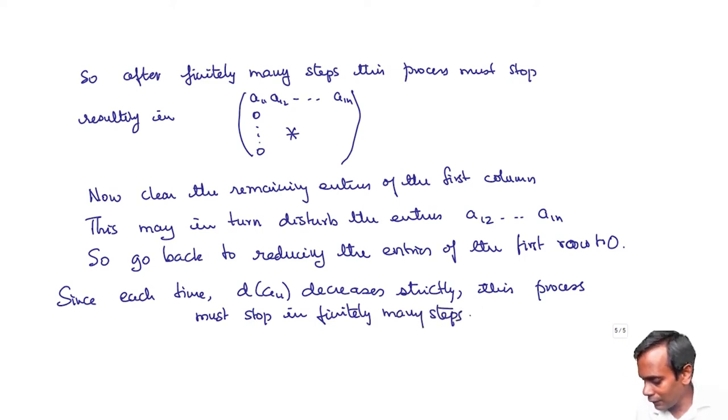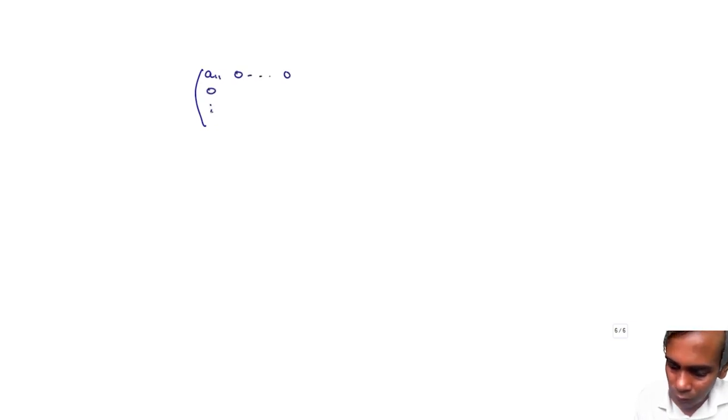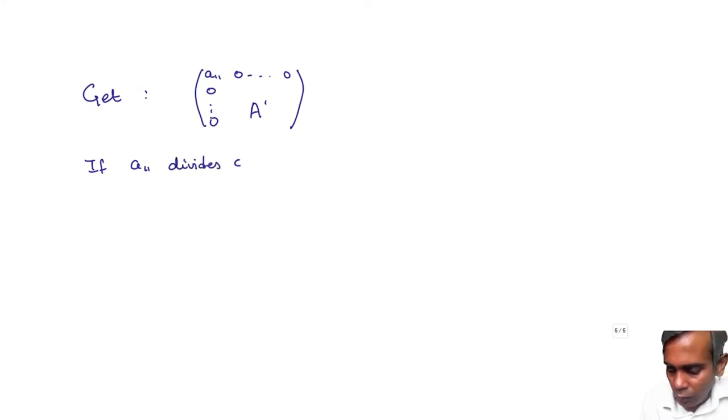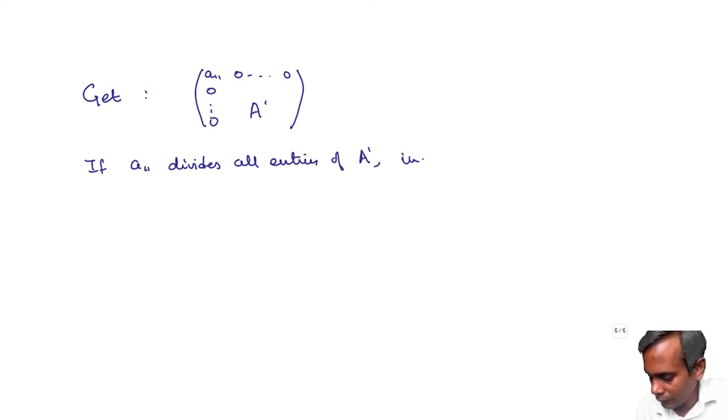So we have succeeded, after finitely many steps, in getting A to the form A11, 0, 0, 0, 0, 0, 0, and some matrix A prime. But we wanted that A11 divides all the entries of A prime. So if A11 divides all entries of A prime, then the induction step is complete.